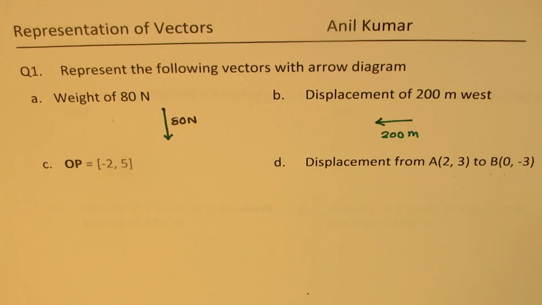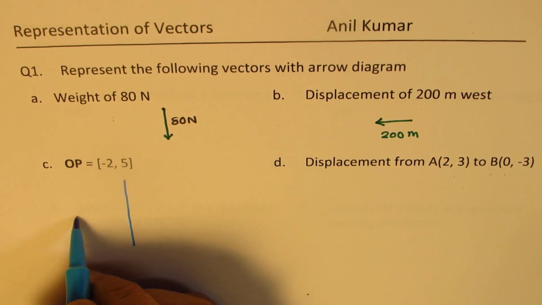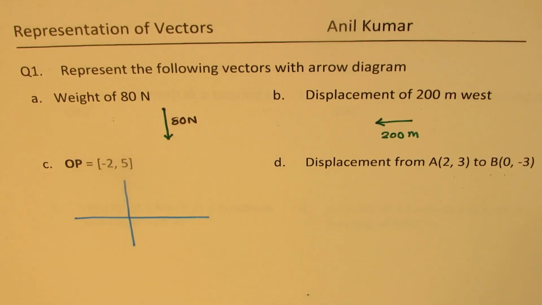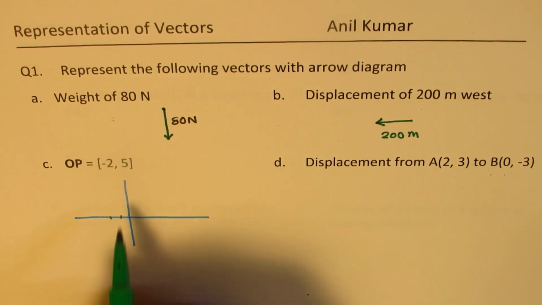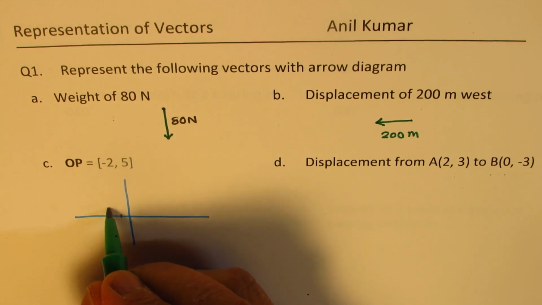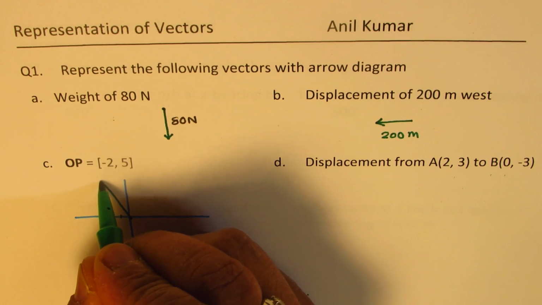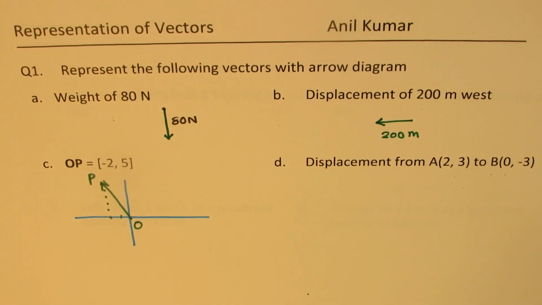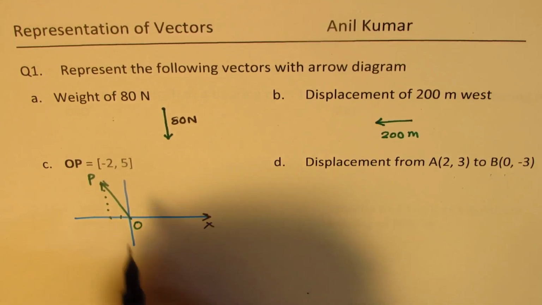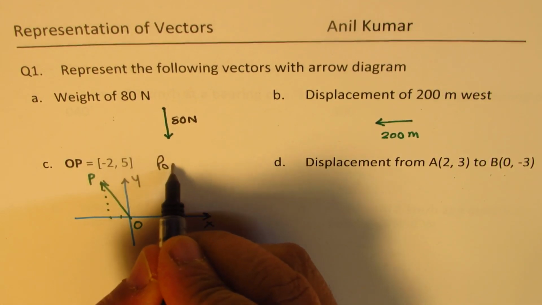Now let's look into the position vector OP. So when I'm saying O to P, we have specified that it is from origin. From origin minus 2, right? 1, 2. And then 5 units up. 1, 2, 3, 4, 5. So that becomes the vector OP, right? So this is O and this is P. So that is how you will represent OP, the position vector. Is that clear to you? So on a coordinate plane, OP is a position vector.